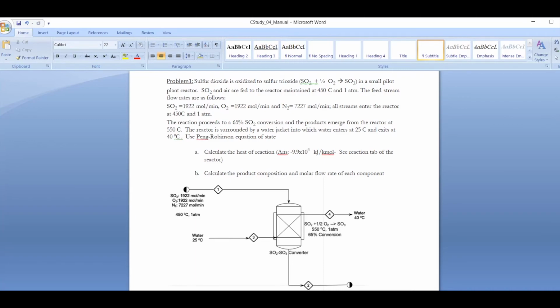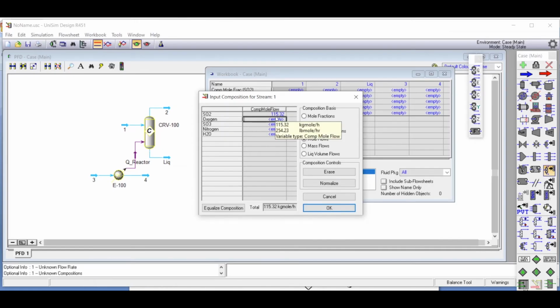So we come here and do the same thing here, 1922. This is mole per minute. Here sulfur trioxide is not present in my feed, so that would be 0. Okay, and nitrogen would be 7227.